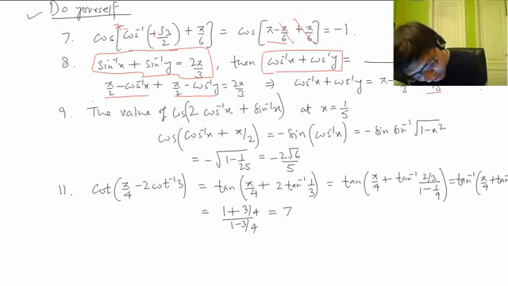Fine. The ninth question is the value of cos of 2 cos inverse x plus sin inverse x at x equal to 1 by 5. Now here there is sin inverse x, we take out one cos inverse from here, and then sin inverse plus cos inverse is pi by 2, right? What remains is cos of pi by 2 plus theta, and cos of pi by 2 plus theta is minus sin theta, and we can write this cos inverse x like this.